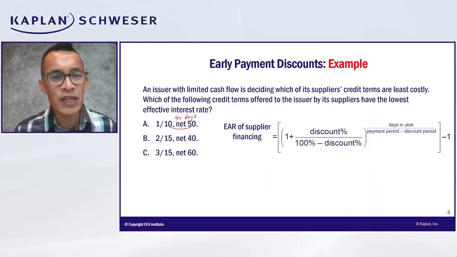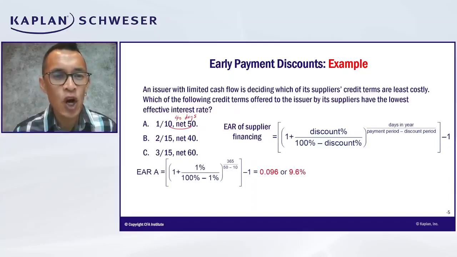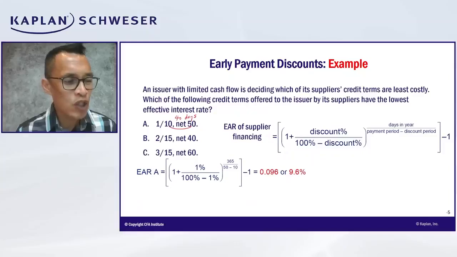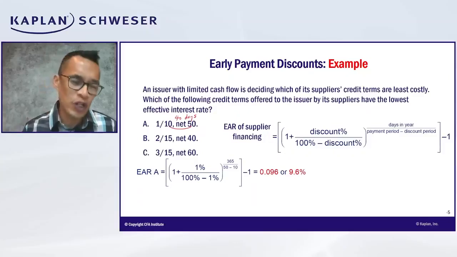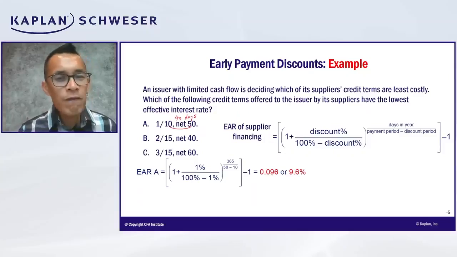Using this equation, which I guess you will memorize and learn, but eventually it will become second nature. We will see that it comes out to 9.6%. So let's interpret what this means, okay? If you can borrow funds in the external market for less than 9.6%, then do so and pay off the full amount on day 10 instead of day 50.